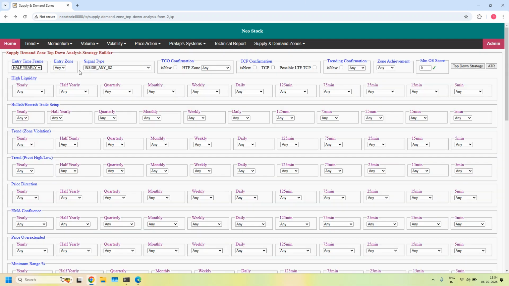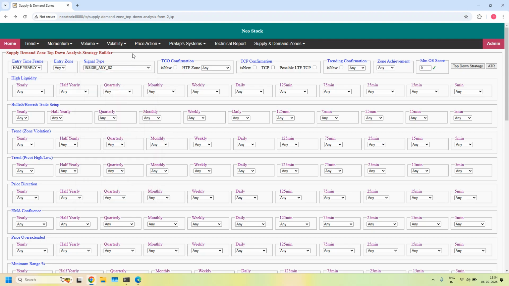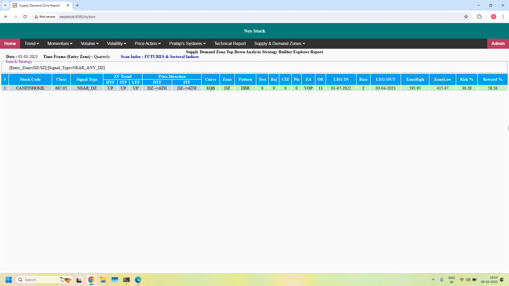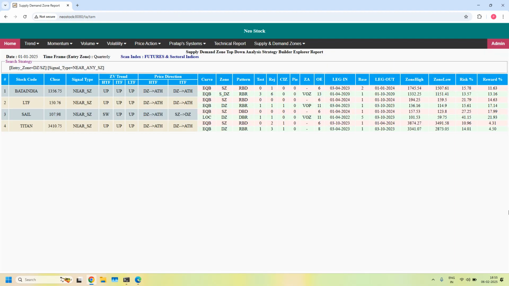Next, half yearly time frame. Next time frame is quarterly time frame. Stocks near quarterly demand zone. We got 1 stock. Next, quarterly time frame. Stocks near quarterly supply zone. We got 4 stocks.